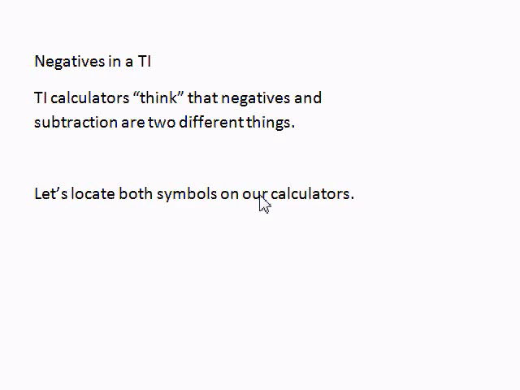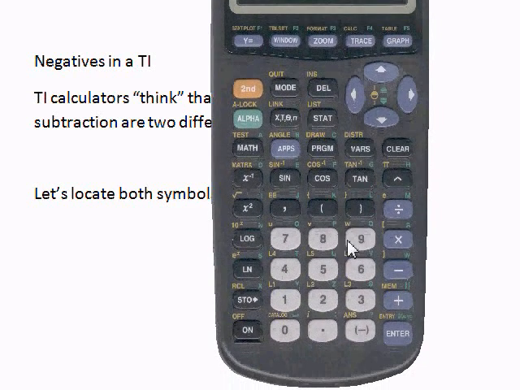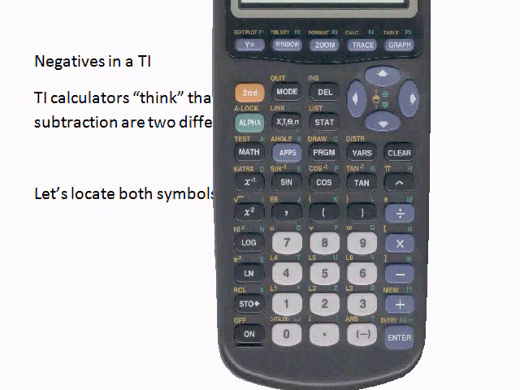Now let's talk about negatives in a Texas Instrument calculator. Texas Instrument calculators think that negatives and subtraction are two different things. Let's locate both symbols on our calculator. On your calculator, this sign right here means negative. This sign right here above the plus sign means to subtract. Let me go ahead and show you that a little bit more clearly.